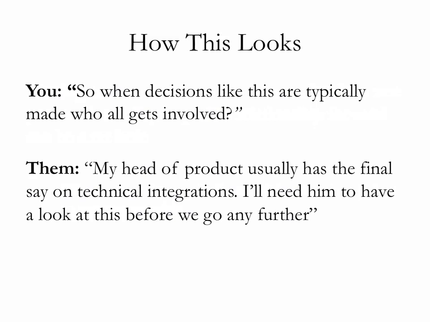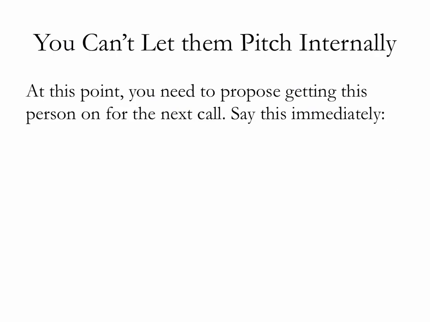If you recall these questions that we brought up earlier, when you ask something like, "So when decisions like this are typically made, who all gets involved?" and they get back to you and say that somebody else is, your number one priority is to get in front of that person. What typically happens is often this person is a gatekeeper, this initial stakeholder who is not the decision maker. And they'll propose that they need to go and pitch internally. So maybe they'll say something like, "I'll need to have him take a final look at this before we go any further." You cannot let them pitch internally. You need to basically get in front of that.